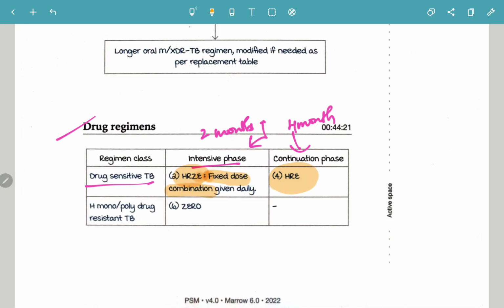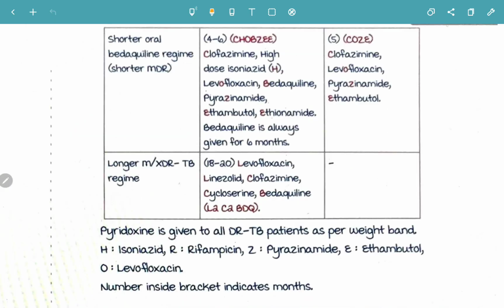Suppose it is an isoniazid resistant TB. Okay, it is a mono, high isoniazid mono resistant TB, or a polydrug resistant TB. There is no such thing as intensive or continuation phase. For a polydrug resistant TB or an isoniazid mono resistant TB, there's no phase. You're going to give it for 6 months. You're just going to give HRZE.